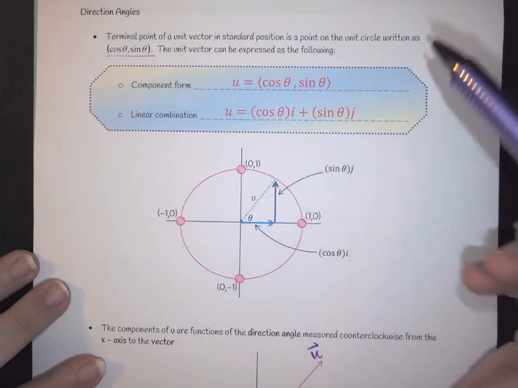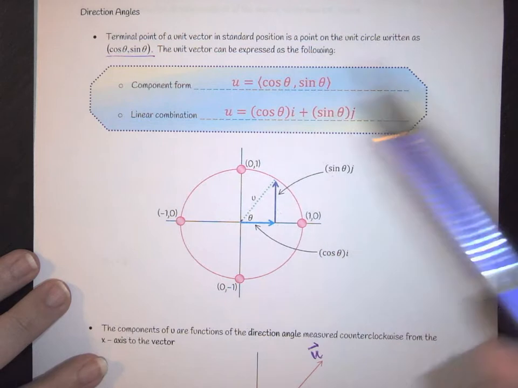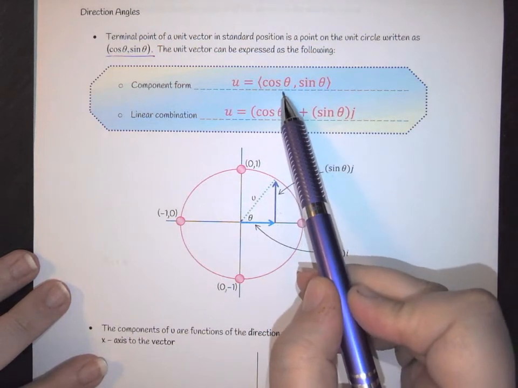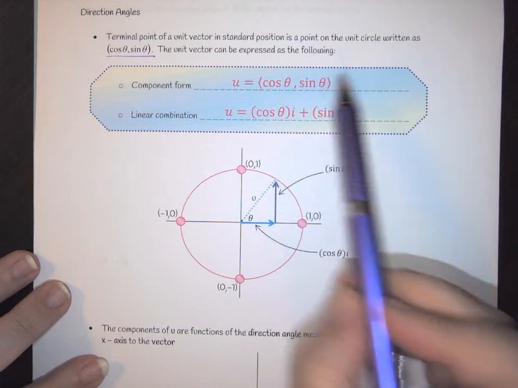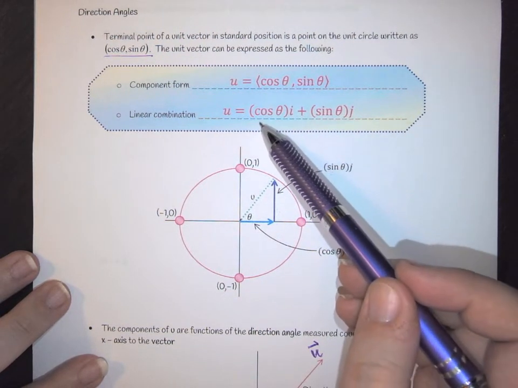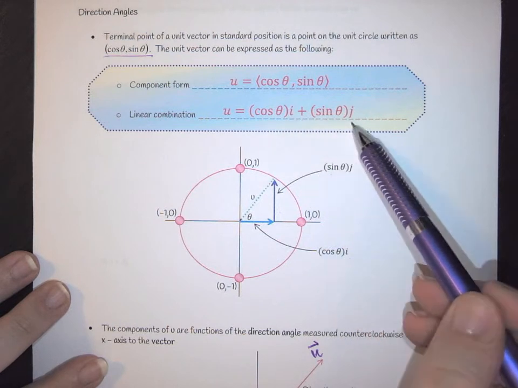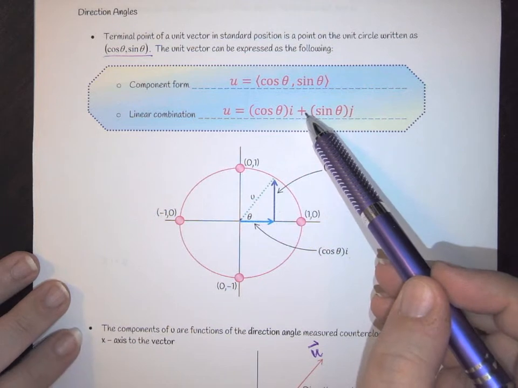With that, we can write our component form using our trig idea. That says we're going to have the cosine of theta and then the sine of theta, so the first term and the second term. And then if we translate that into the linear combination, we get the cosine of theta I and the sine of theta J, and we're going to add those together with linear combinations.